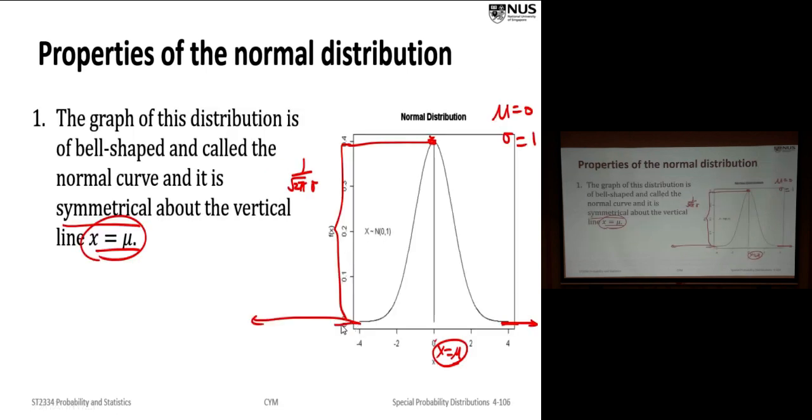The area between this curve and the x-axis should equal 1, because a PDF has to satisfy this property. So integrating, that means the area under the curve from minus infinity to infinity has to be 1.